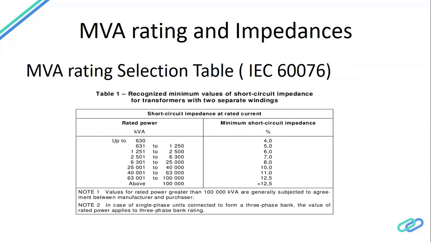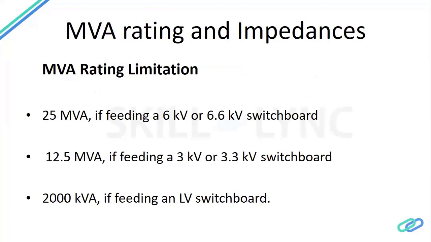Only plus minus 10% variation is allowed by the codes, and this is also standardized all over. The impedance is the internal voltage drop. But there is an MVA rating limitation depending on the voltage level.